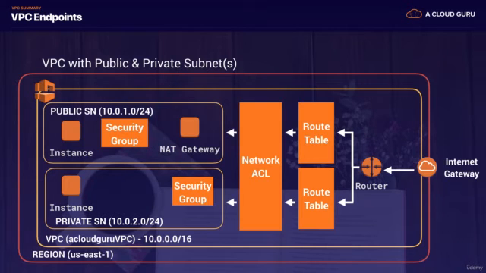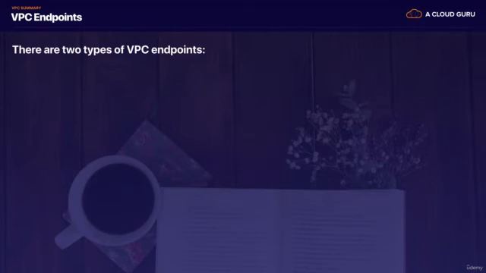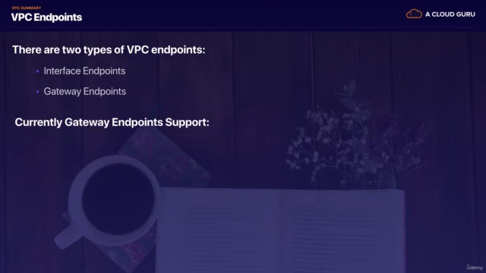So this is what it looks like. We've got our instance. It then connects to our VPC gateway, which then connects onto our AWS services. So this could be S3 or DynamoDB. And there's two types of VPC endpoints. So we've got our interface endpoints, and that has a whole bunch of different services that you can connect into. But then we've got our gateway endpoints, and our gateway endpoints only support two services, S3 and DynamoDB.